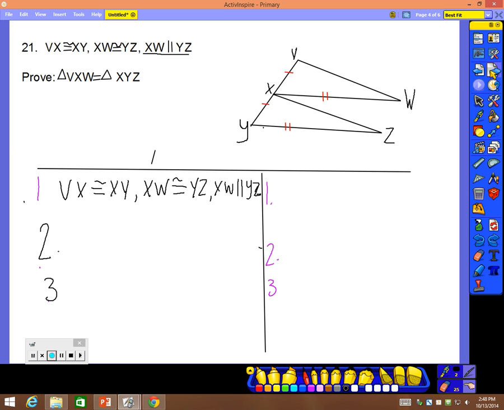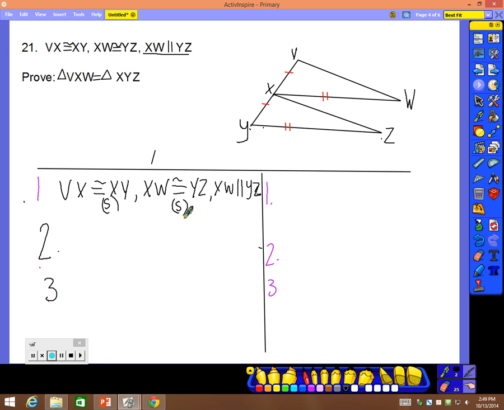Okay, let's look at 21. Let's see, my given information says VX congruent to XY, so I've got my congruent marks there. That's one side. I'm just going to write that here. That's a side. And I have XW congruent to YZ. There's another side. I've got side, side. Now I can either get a third side, which would be XZ and VW, but I don't know how to do that.